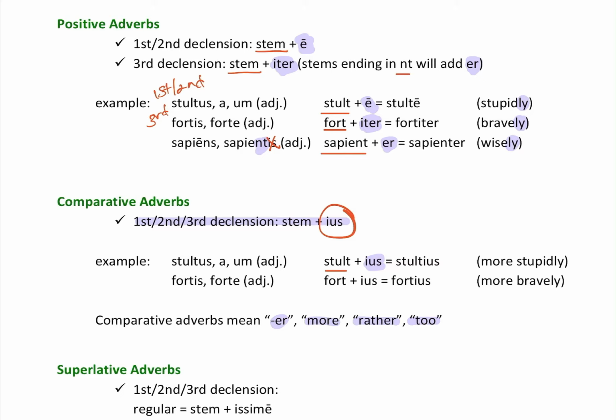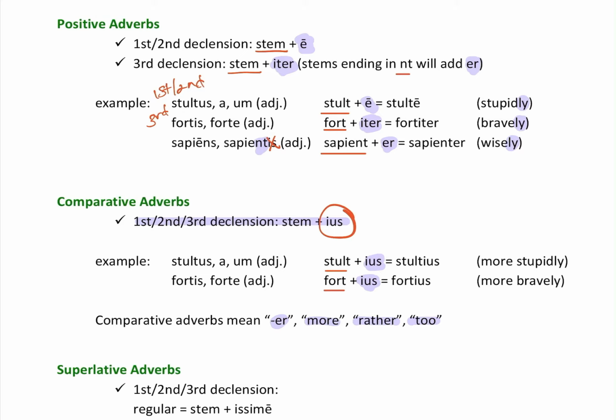Now, here's a third declension, fortis, forte. We're going to take the stem fort and add ius: fortius, and we get more bravely. Again, braver, rather brave, or too brave would also work as a comparative. And like with comparative adjectives, you're only comparing two things.